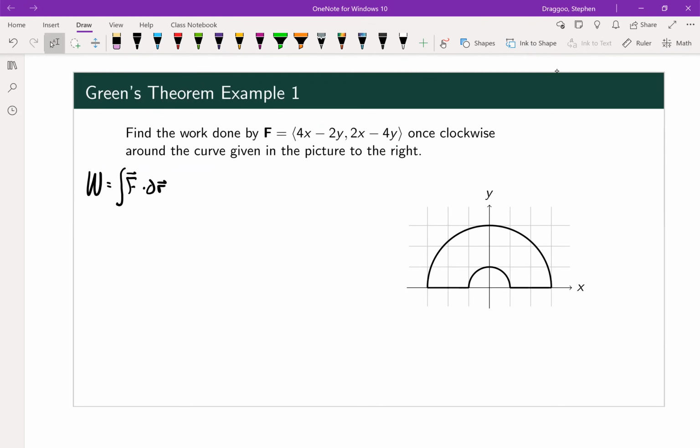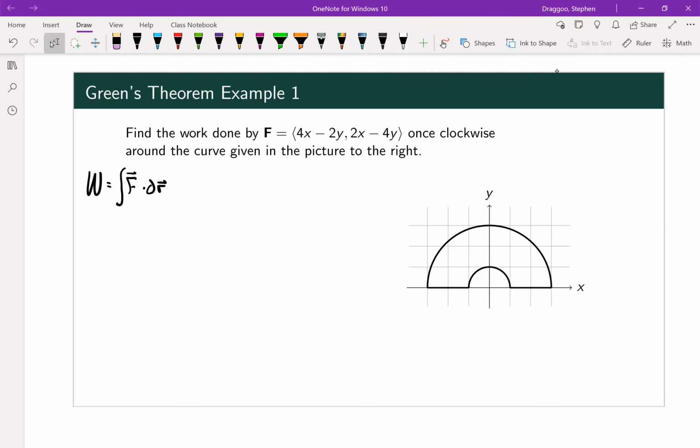So we want to find the work done by some function f. Think of this as some sort of force field we've got going on here. We're going to go once clockwise around the curve given by the picture to the right. One of the things that'll be helpful to know is the formula for work. If we have some non-constant force f, then work ends up being the integral of f dot dr, where dr describes the path taken and f is that variable force.